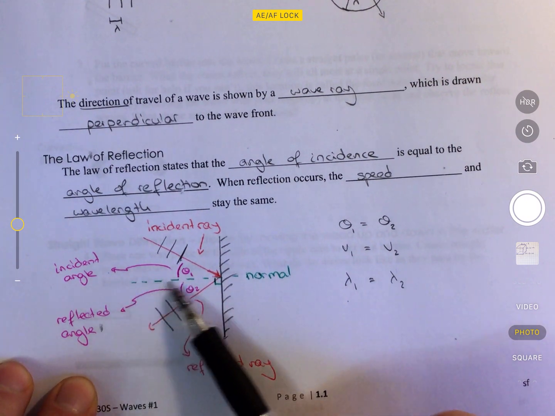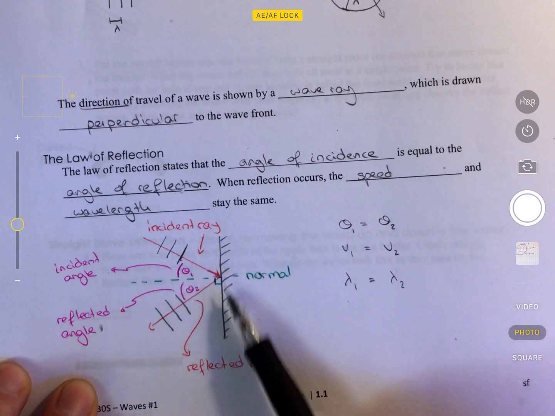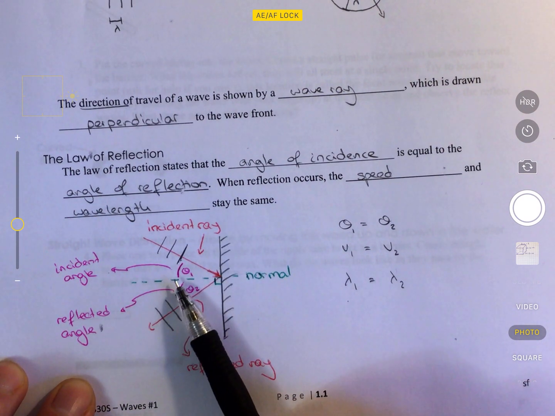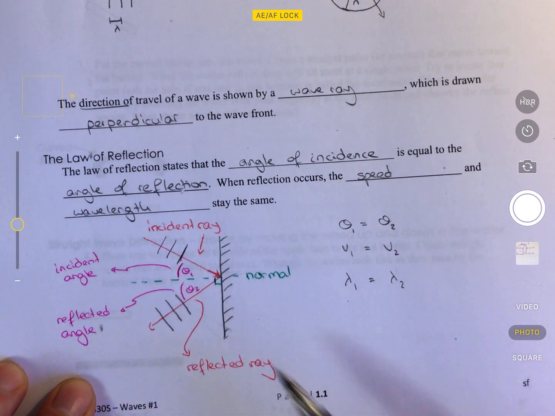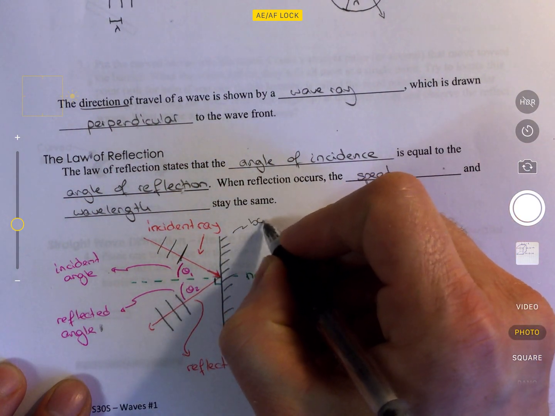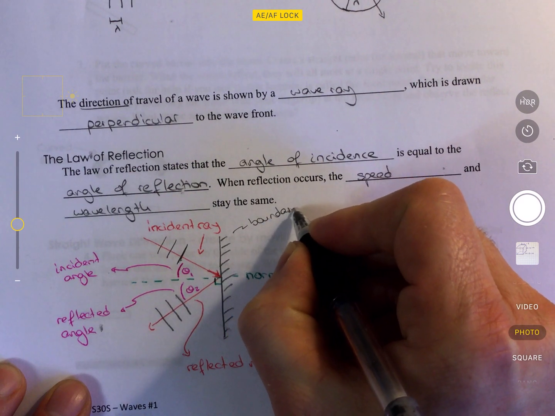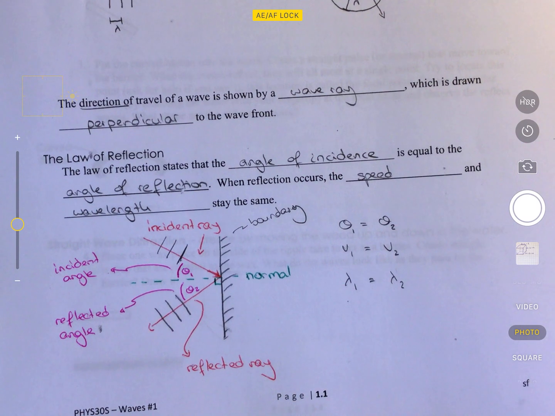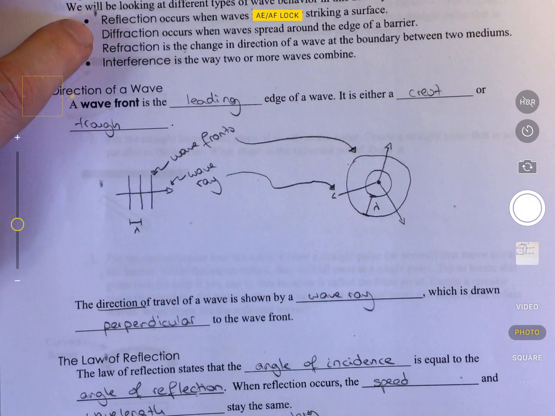And the angle should always be measured between the normal of the boundary and the ray, the incident ray or the reflected ray. And I'll just label this as the boundary here. At this point, we're just going to work with a solid boundary, because all we want to talk about is the reflection right now. Okay, so that is the reflection. That's the first one.